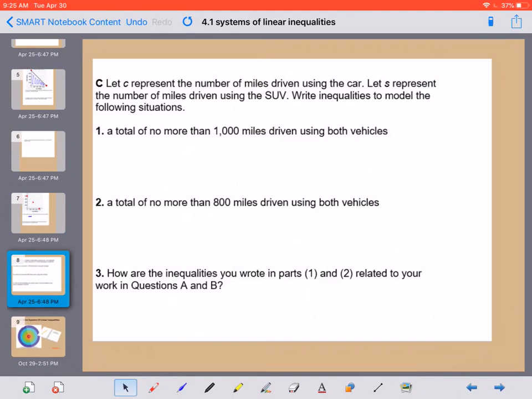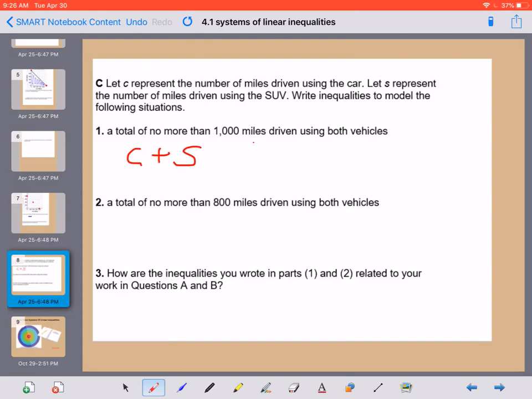Last one, let C represent the number of miles driven using the car. Let S represent the number of miles driven using the SUV. Write inequalities to model the following solutions. Well, I'm going to do the first one for you here. It says a total of no more than 1,000 miles. So I know that C is the car. I am also driving the SUV. So it would be C plus S. So car plus SUV.